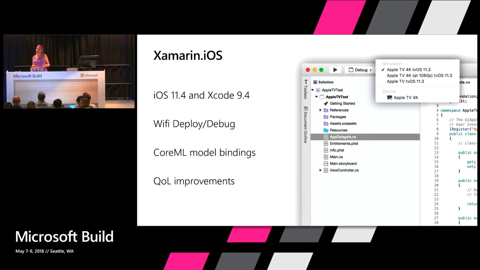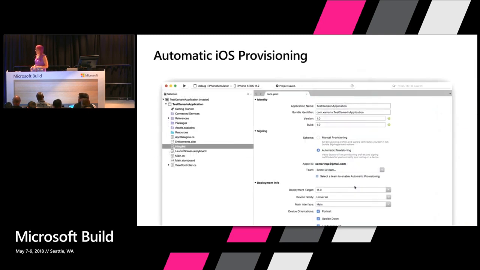For those of you who are doing AI development, we added support for CoreML models. If you add one of those to your project, we can automatically generate C# bindings to that model so you can use it from C#. We also have a whole bunch of little quality of life improvements all throughout the iOS experience.